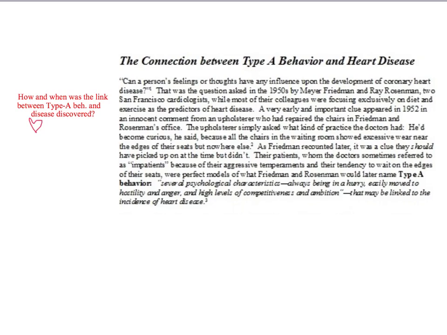So when I write them off to the side, that represents the margin of your text, which you paid for and own, and therefore you can mark it up the way you want. Even if it's a rental text, I think they allow you to mark it up. So mark the heck out of it. You bet. Just do it. Whatever helps you learn. So I write a question: how and when was the link between type A behavior and heart disease discovered? That was answered.